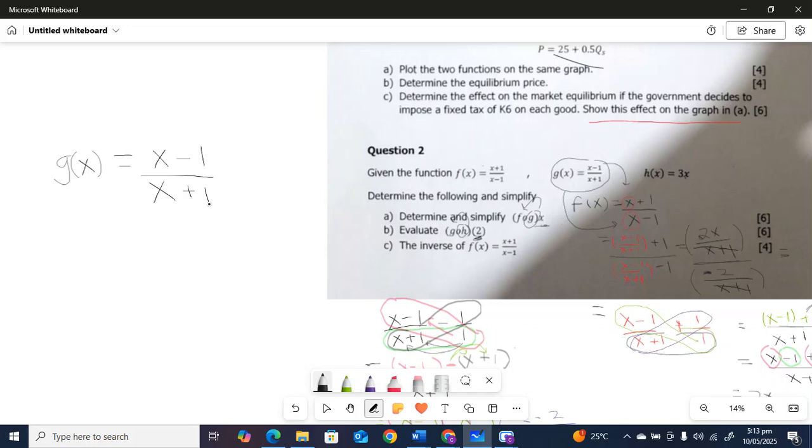Okay, so this is our g of x, x minus 1 over x plus 1. So where it is x, we're going to substitute it with our h function. So here this x, we substitute it with 3x. Because remember, h of x is 3x, so where there's x, substitute with 3x. So at least this one is more consumer friendly than the other one. In our denominator again, where there's x, substitute it with 3x.